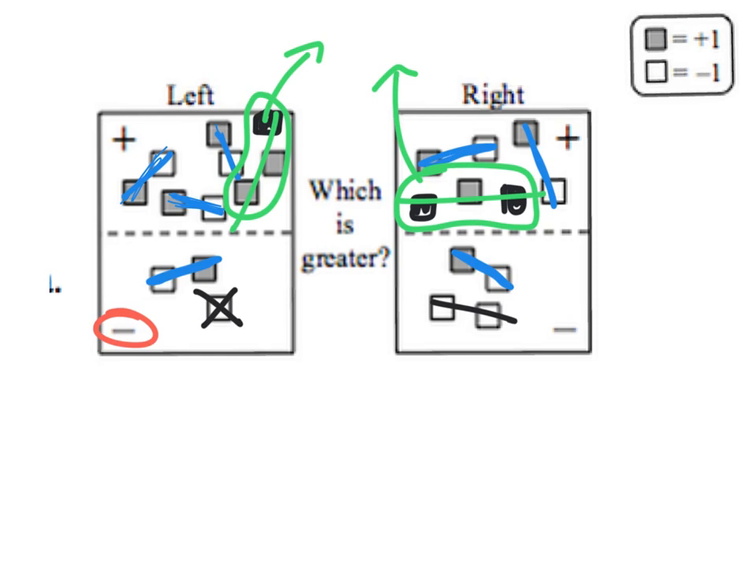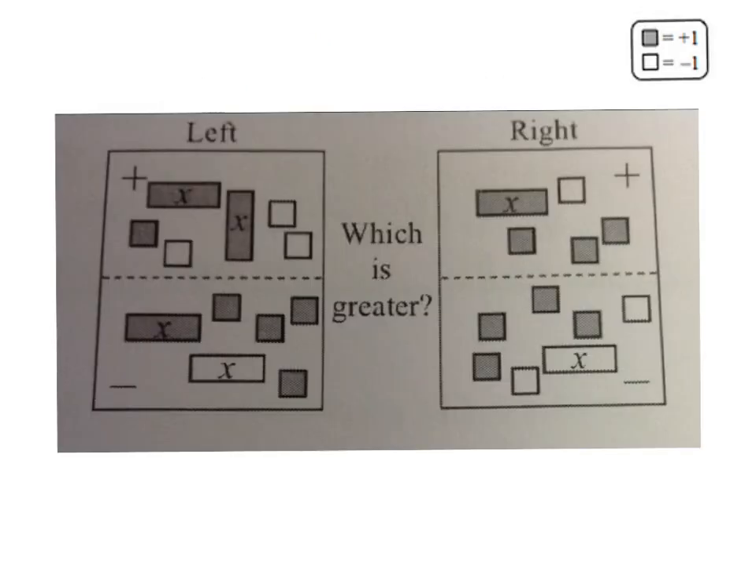So I'm left with, on this left mat, 0. On the right mat, I have 0. So which mat is greater? Well, they're actually equal. So the left and the right mat are both equal. Okay, let's try another one.